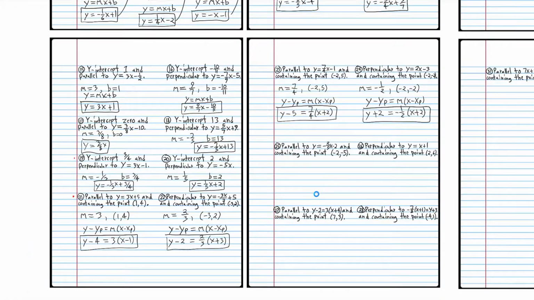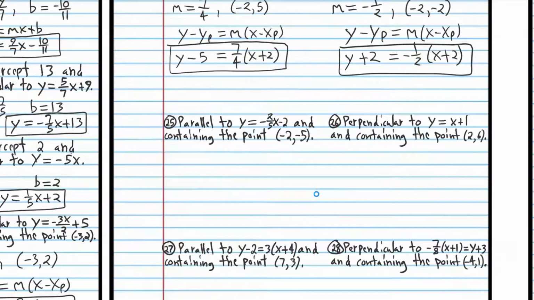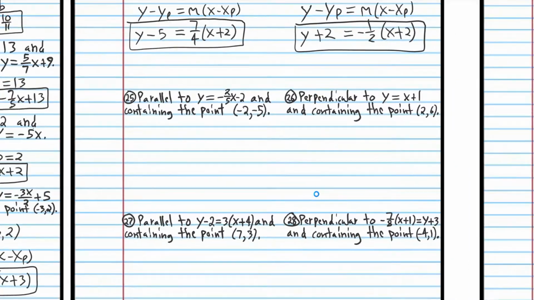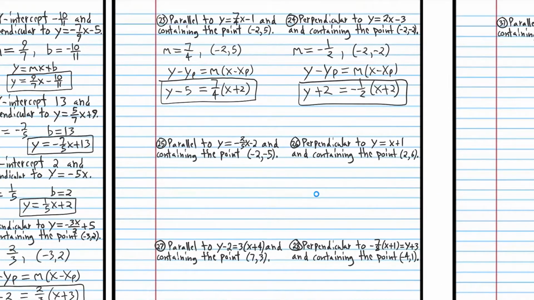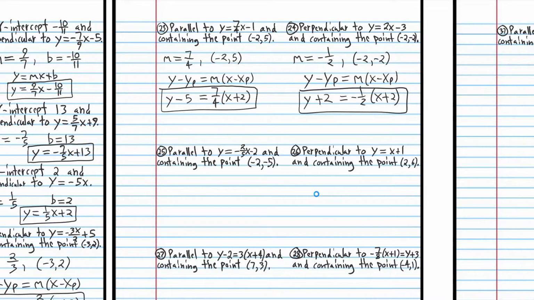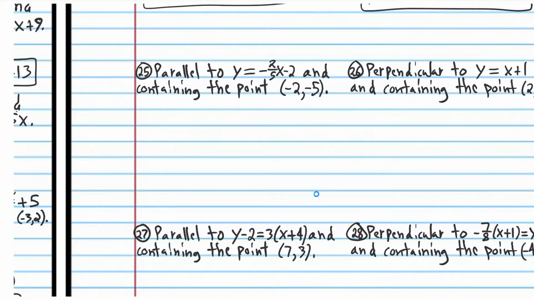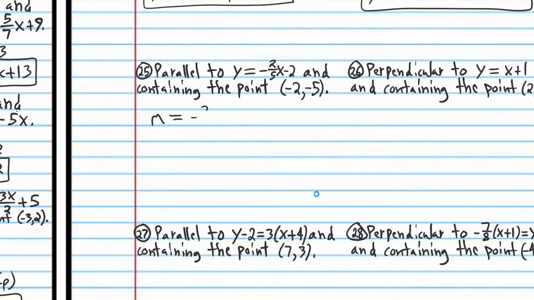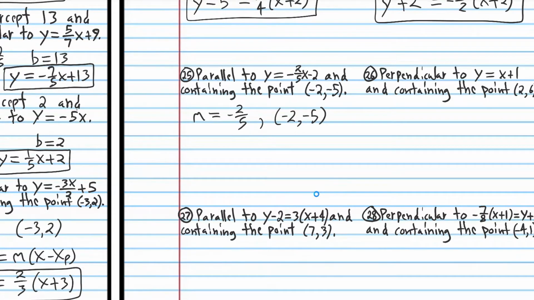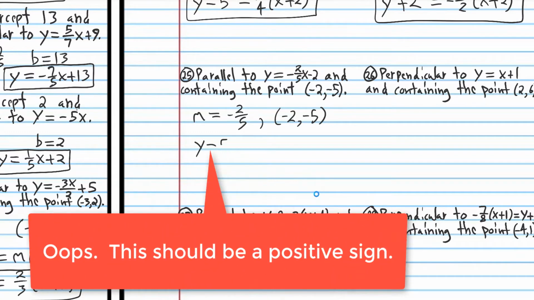All right, so try number 25, and when you come back, we'll do it together. All right, we're back. So our slope is -2/5, and we have a point -2, -5. Use point-slope form. I'm not going to keep writing the equation because it's going to take forever if I have to keep writing that equation. So if you got that answer, good job.